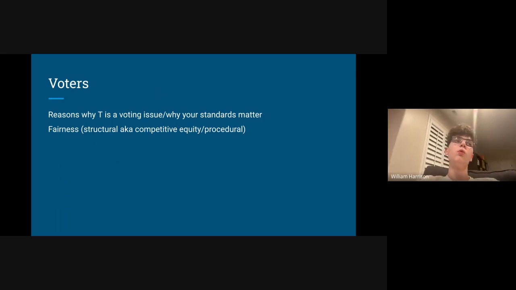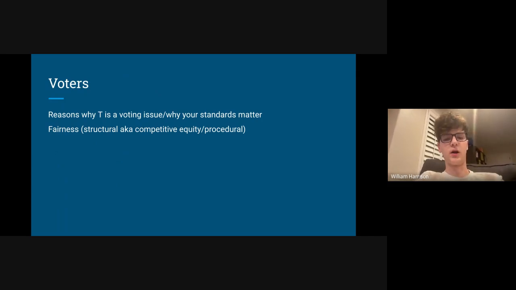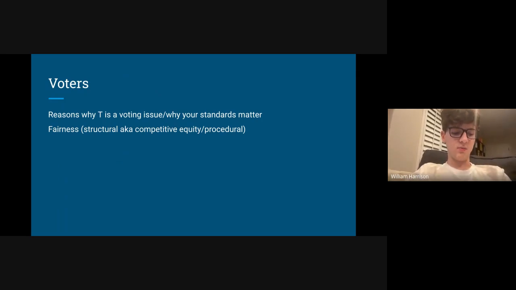So maybe big schools have a structural advantage over smaller schools, or maybe wealthier people have a structural advantage over people with lower incomes. These are things that T is not in debates with plan texts and topical affirmatives, or at least attempting to be topical affirmatives. Structural fairness is not as big of an impact.